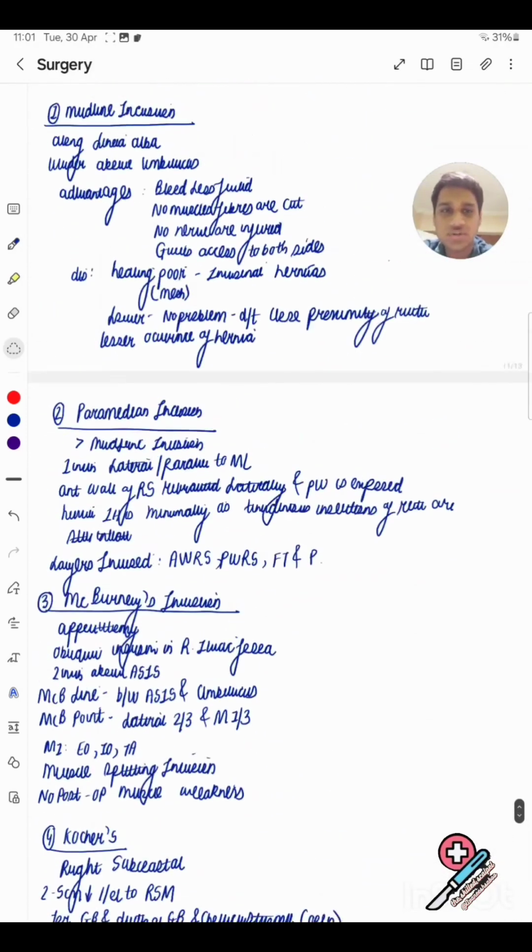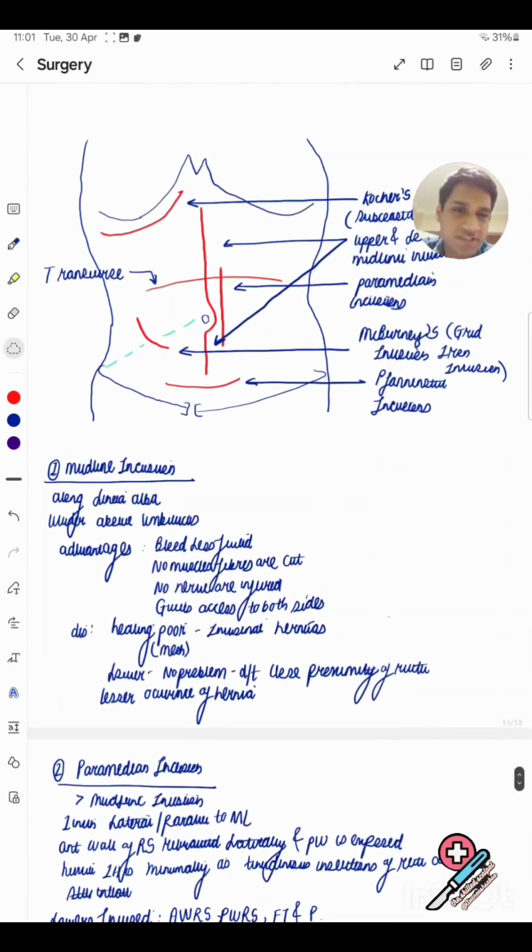Then there is the Kocher's incision, which is the right subcostal incision, which is taken 2 to 3 inches below the right subcostal margin, parallel to the subcostal margin. It is taken for surgeries regarding the gallbladder and its ducts, such as cholecystectomy, open cholecystectomy.